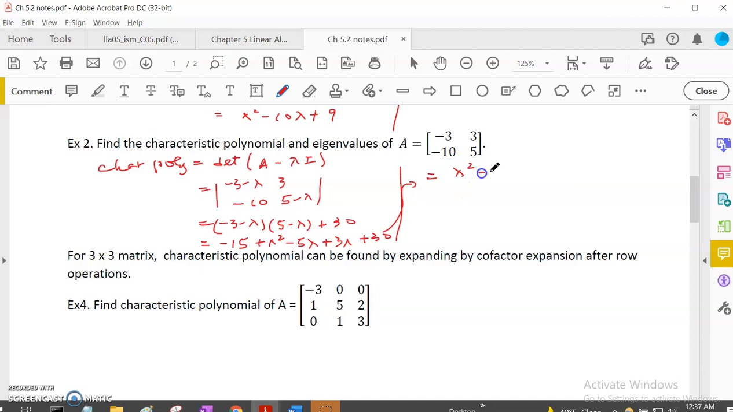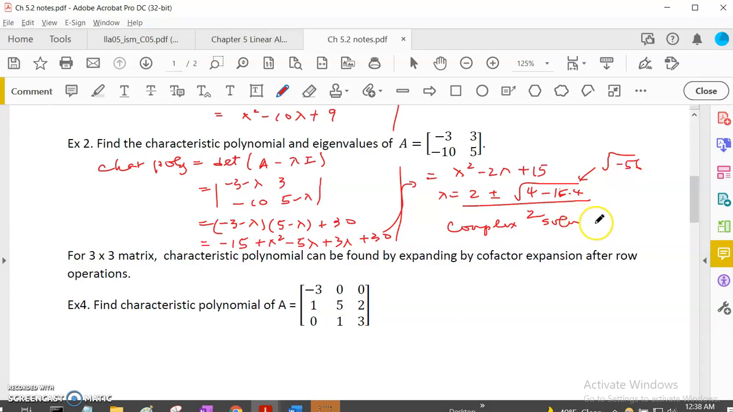So that becomes lambda squared minus 2 lambda plus 15. If I solve it, lambda would be 2 plus or minus the square root of 4 minus 15 times 4, over 2, which is a complex solution. Because this is less than 0, 4 minus 60 is negative 56, so it's a complex solution, so no real eigenvalue.